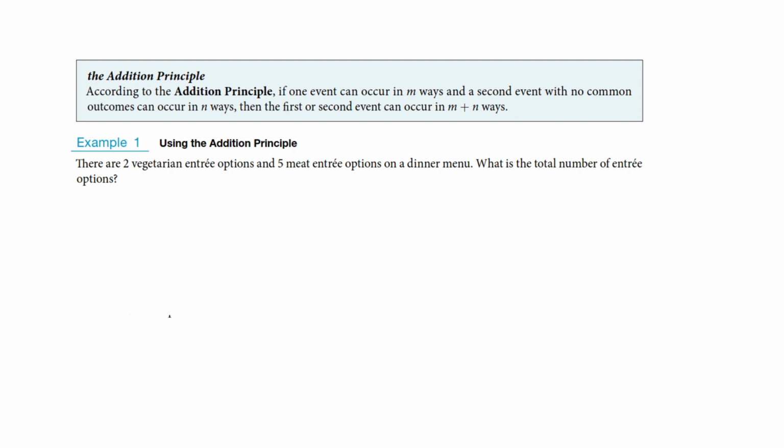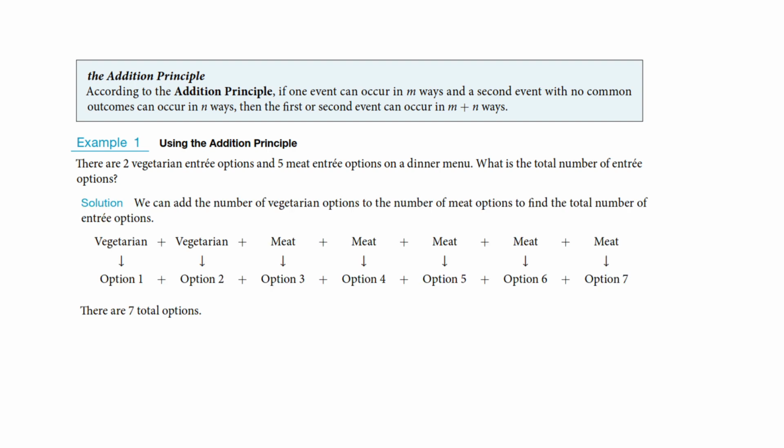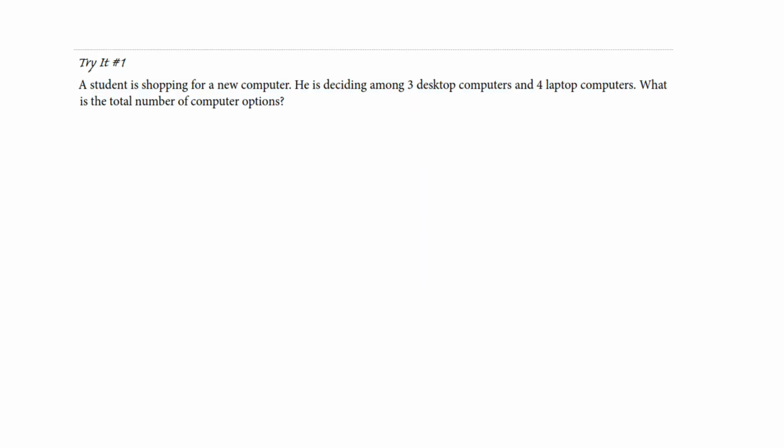So again, as long as there's no overlap, nothing that's in both categories, if we want to know how many options we have as we look at the menu, all we have to do is add them. So we have two veggie options, five meat options. We obviously have seven options. We can just simply add. All right, so if we walk into a computer store and we've got three desktop computers, four laptop computers, and we simply want to know how many computer options there are, well, there's clearly no overlap here. There's no such thing as a laptop desktop. So these are distinct categories. All we have to do is add them, and so we would get seven.